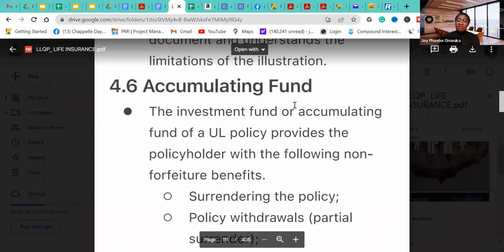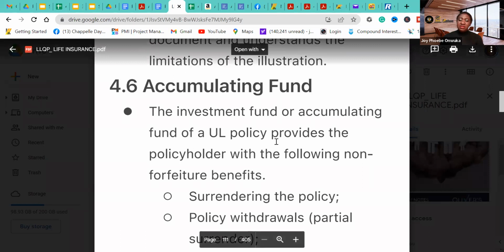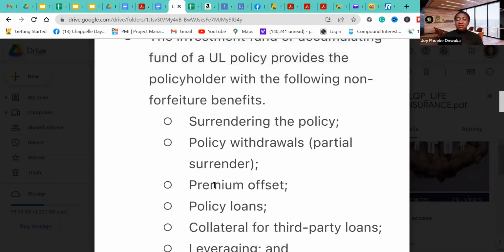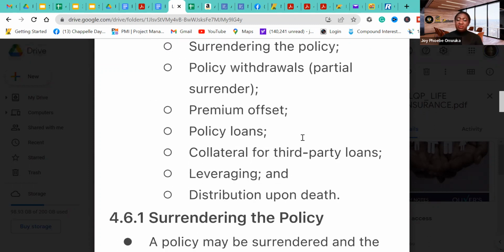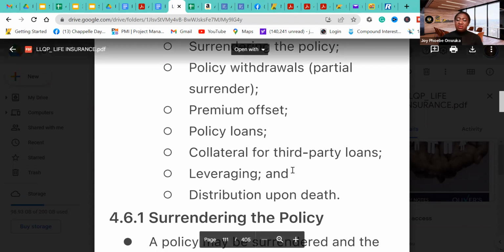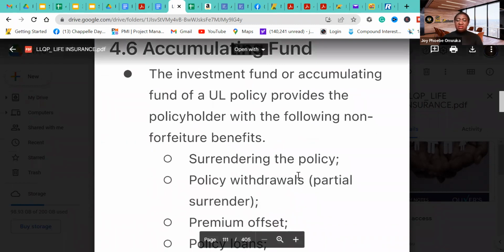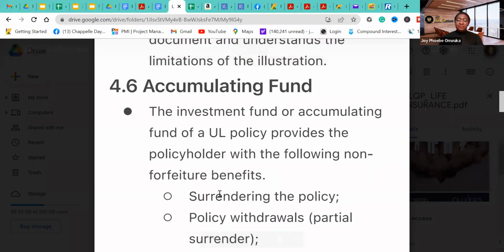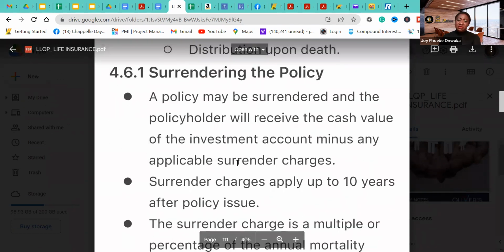Accumulating funds. The investment funds or accumulating funds of a UL policy provide the policyholder with the following non-forfeiture benefits: surrendering the policy, withdrawal, which is partial surrender, premium offset, policy loan, collateral for third-party loans, leveraging, and distribution upon death. All these are non-forfeiture benefits that are available to the policyholder.